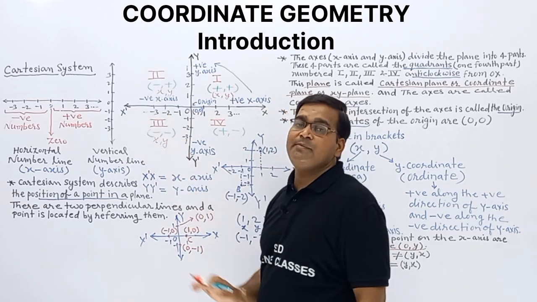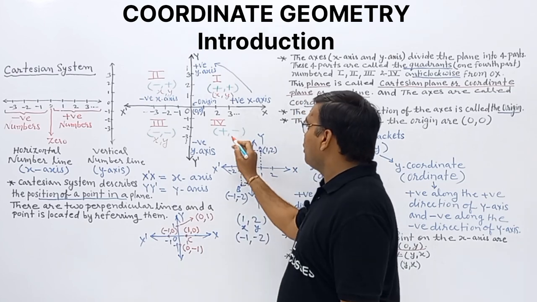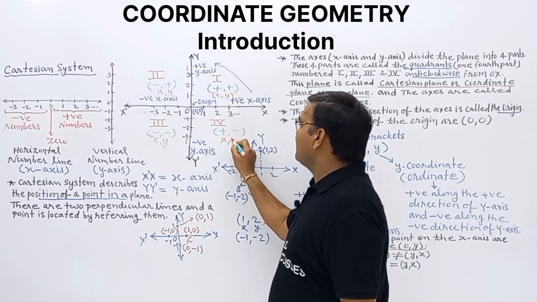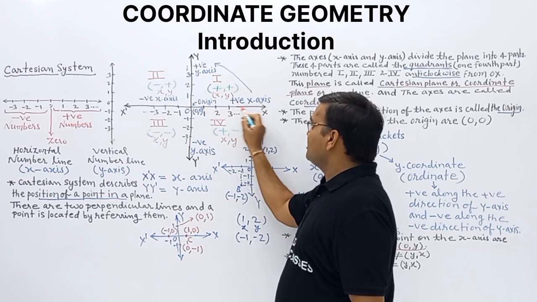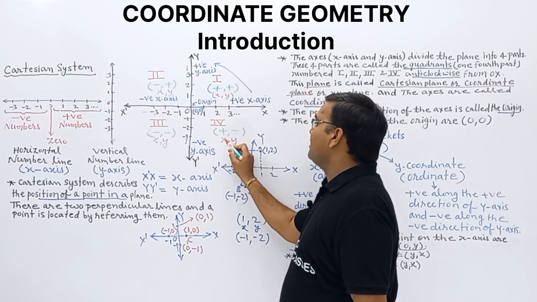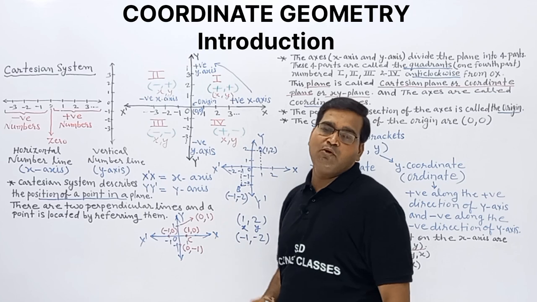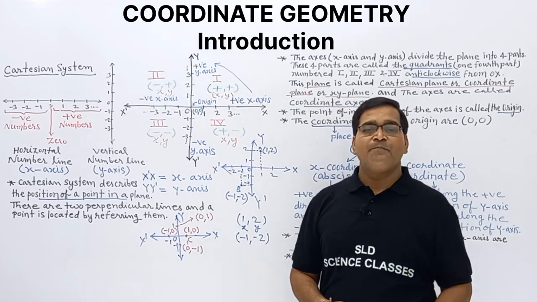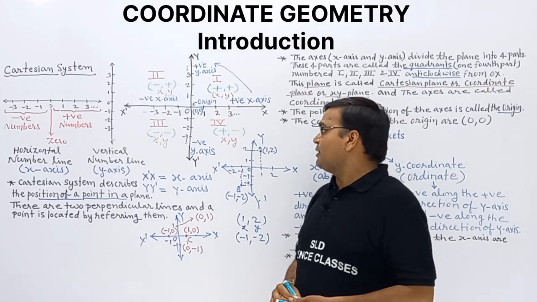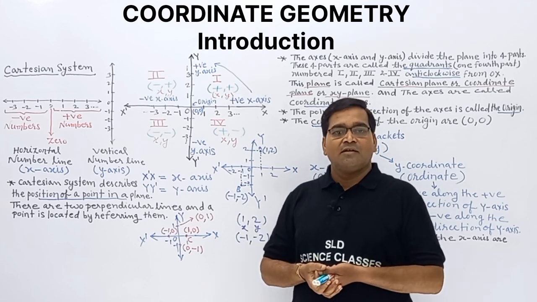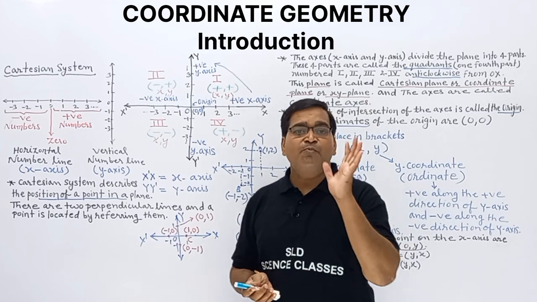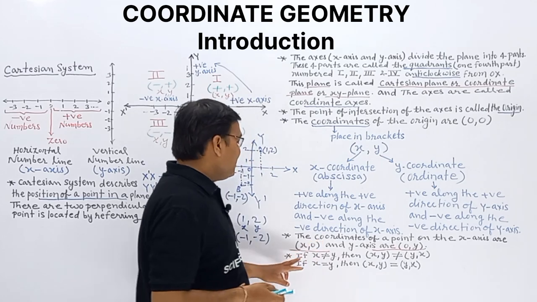So minus will be in the third quadrant. In the fourth quadrant, first we will write x then y. So in the fourth quadrant, first positive, this is the positive and this is negative, so we will write positive, negative, plus, minus. So this is also very important for identifying the quadrant. Clear?